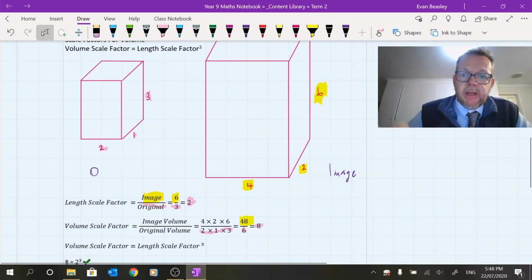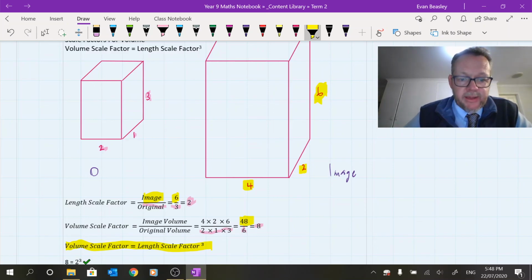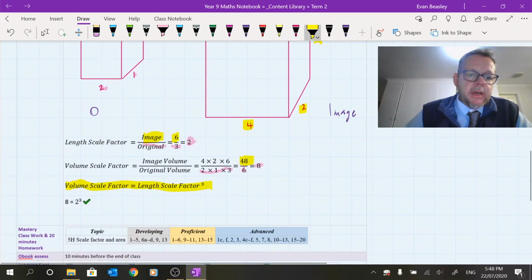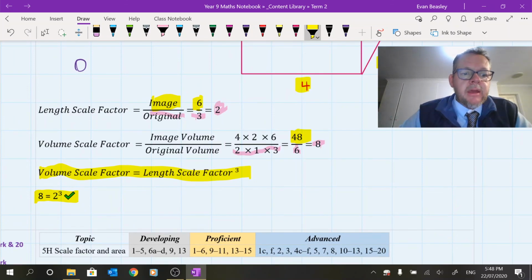Now the relationship we're saying is that the volume scale factor equals the cube of the length scale factor. So is 2 cubed 8? Yes, it is. And so that fulfills this relationship here. So we just say, well, 8 does equal 2 to the power of 3, and we give it a little tick just to prove that.